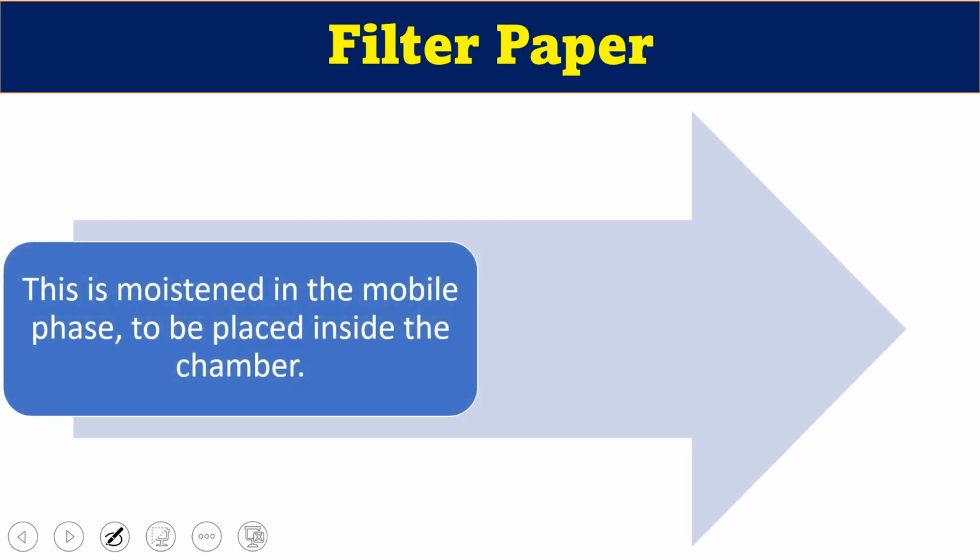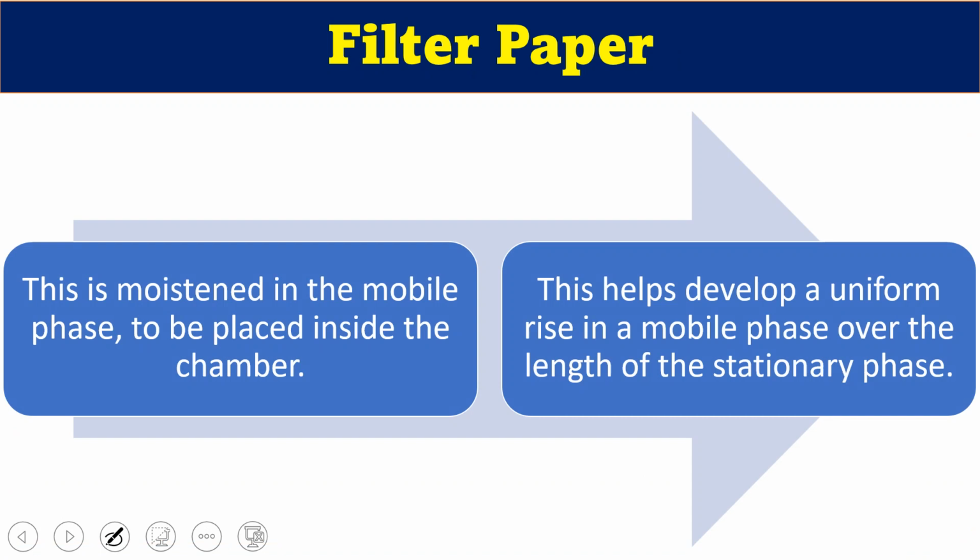Then lastly we have the optional filter paper. This is normally moistened with the mobile phase or solvent, and it is placed inside the chamber. This helps development of a uniform rise of the mobile phase over the length of the stationary phase. This is not a compulsory component, but if you have the option, you can use it.